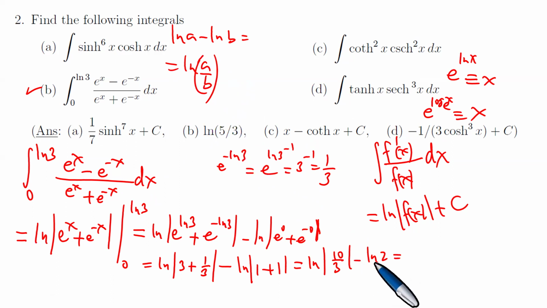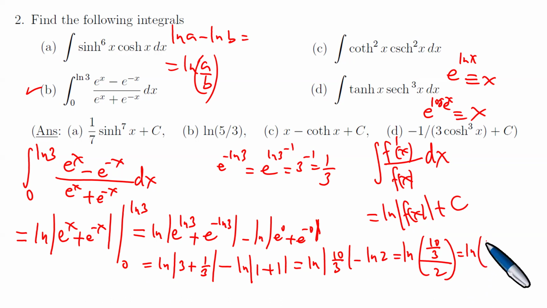Okay. Now here, this is the ln of... So if you have the ln of this minus that, it becomes 10/3. You divide by 2, exactly like so. You're giving us the ln of 10/3. You divide by 2/1.